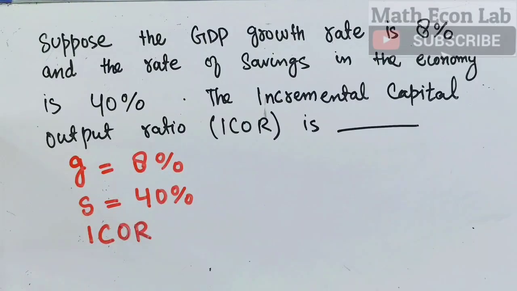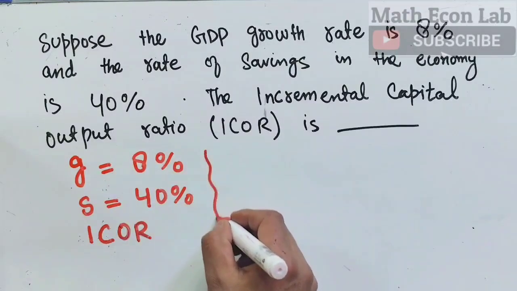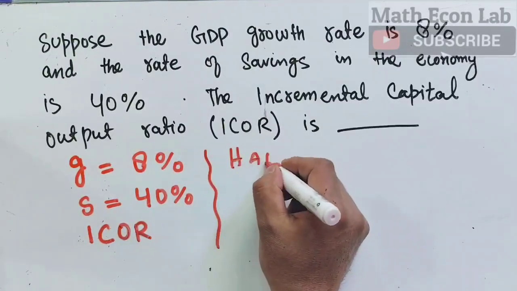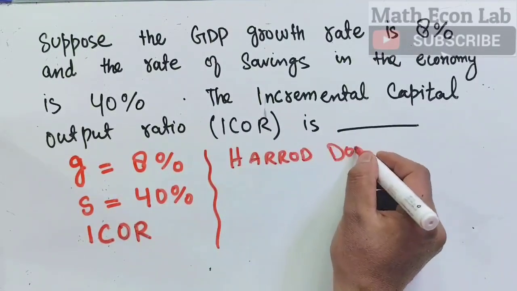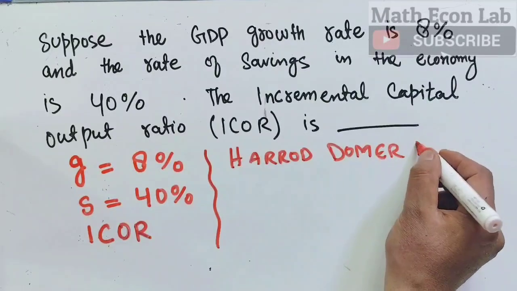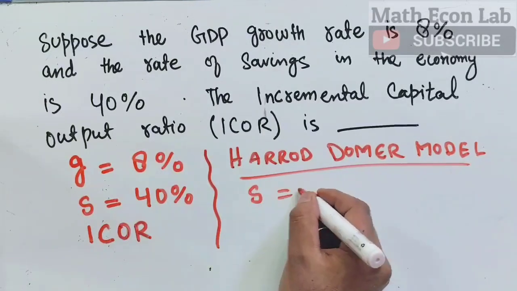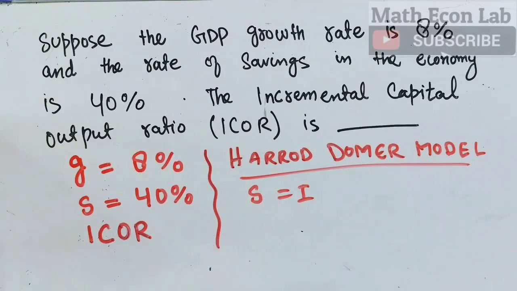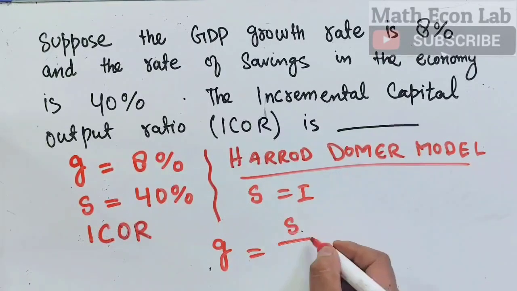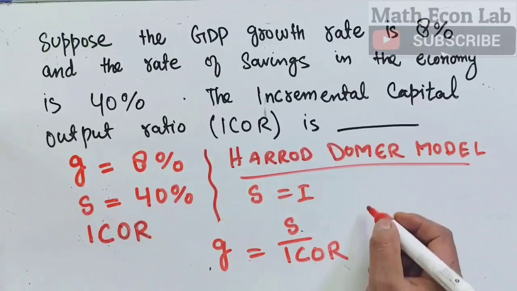Now what is the incremental capital output ratio? It is simply the ratio of investment and growth. We know from the Harrod-Domar model that one of the assumptions is that savings is equal to investment. That means the incremental capital output ratio is simply the ratio of savings and growth. The formula is that growth rate is equal to savings rate upon incremental capital output ratio.